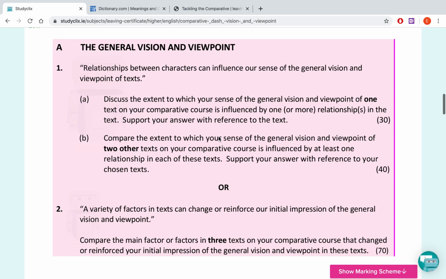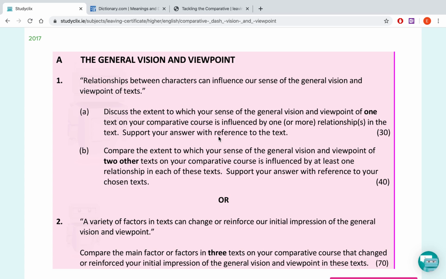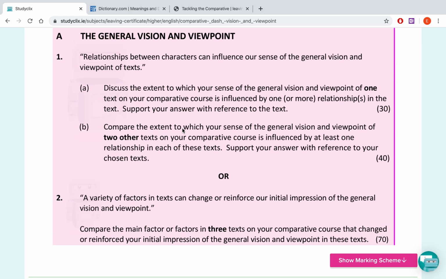I'm also just going to look at a question. This is our final aspect. You can see this question from 2017, thankfully gotten from studyclicks.ie, a great resource. What I generally do is I have a look at the marking schemes to tell me what examiners are actually looking for within this question. So I'm going to look at the 70 mark just as an example.